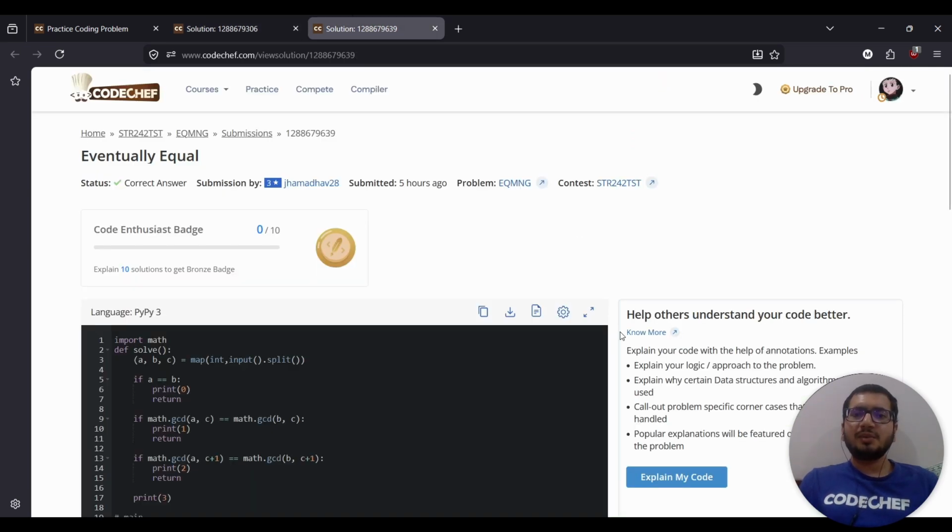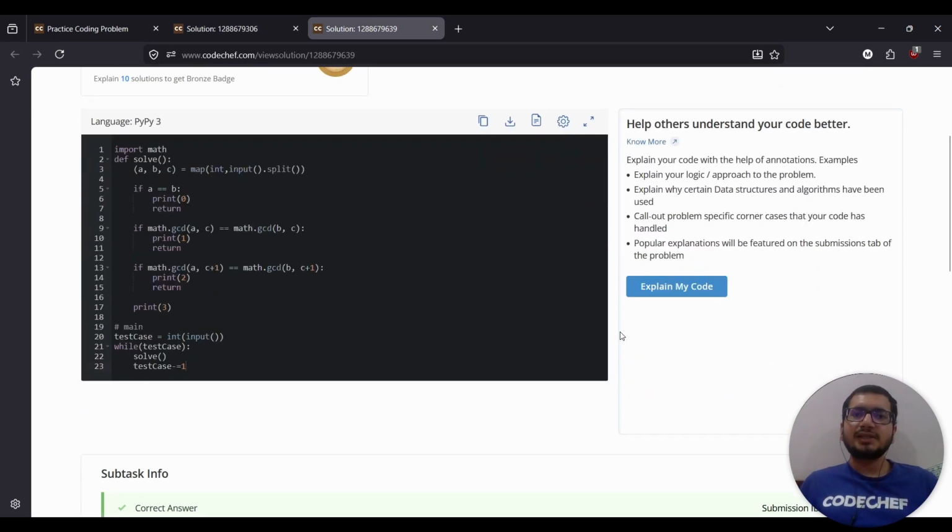Let's see how we can implement this in Python. Again, for each test case, we call the function solve. In solve, we take input of A, B, and C. Then we check all the values. If they are already the same, we print 0. If applying the first operation, that is A becomes GCD of A and C, and B becomes GCD of B and C, makes them equal, the answer is 1.